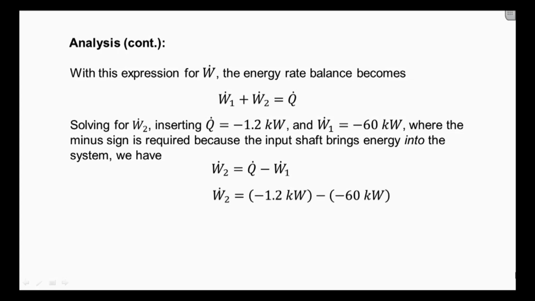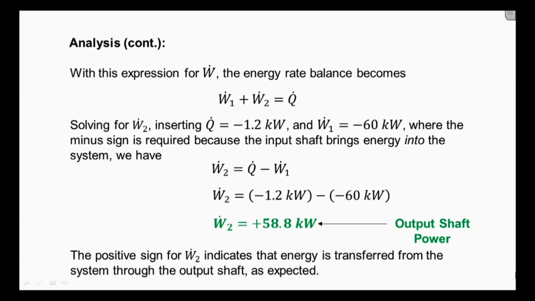Substituting the given value for the input shaft power and the value we calculated for the rate of heat transfer, we obtain W2 dot equals minus 1.2 kilowatt minus minus 60 kilowatt, which gives us a value of W2 dot equal to 58.8 kilowatt for the output shaft power, which is the second answer we were seeking. The positive sign for W2 dot indicates that the energy is transferred from the system through the output shaft, as expected.